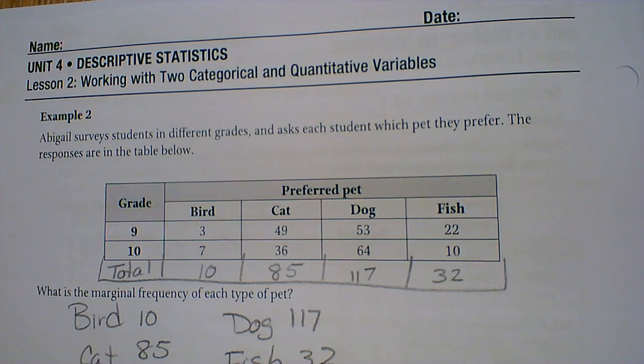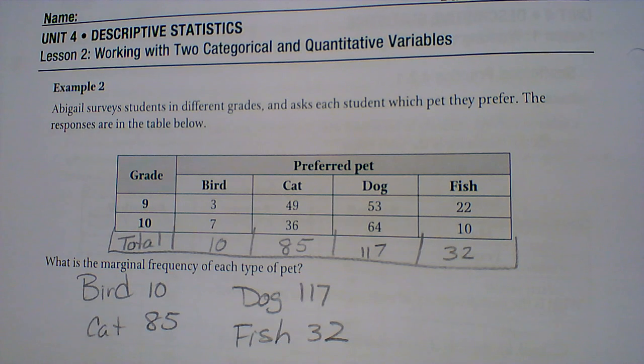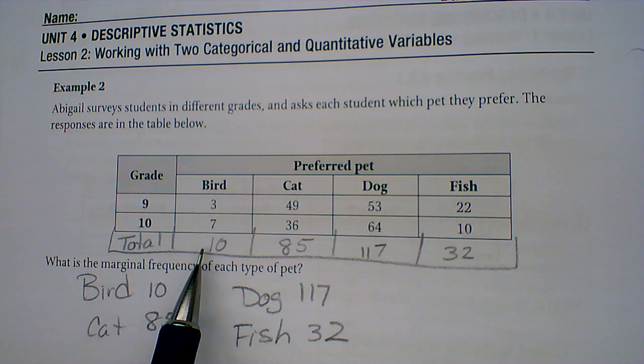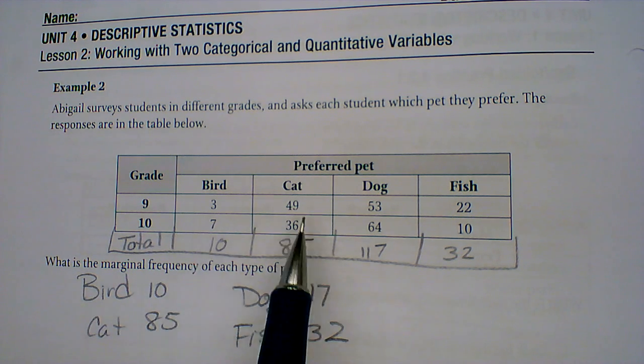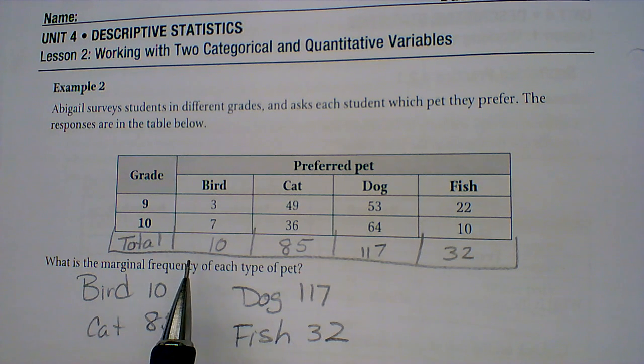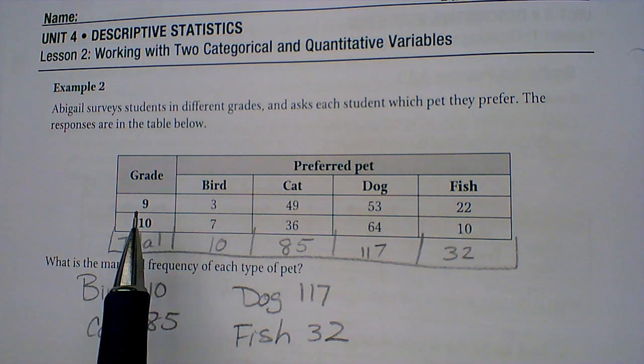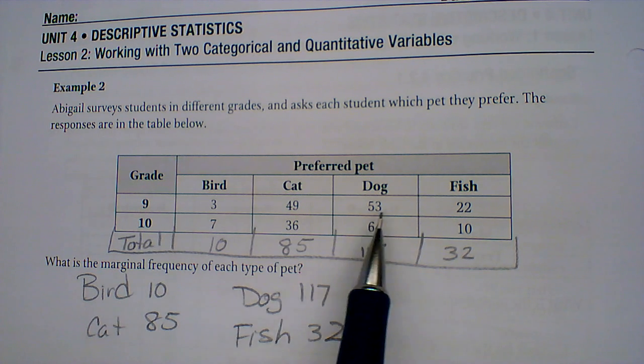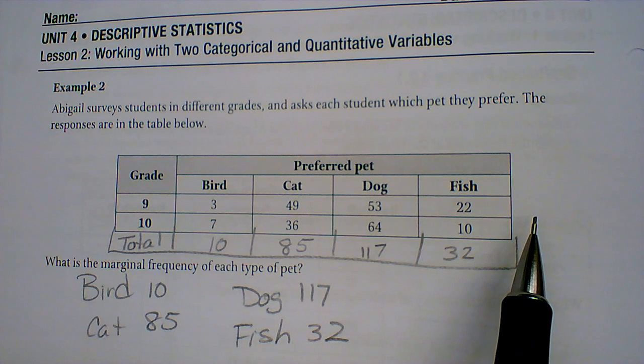Also in class, we talked about example 2, where this time we looked for something called marginal frequency by each type of pet. So that meant we needed to total the number of pets. So we were totaling each column. If it had asked us for the marginal frequency by each grade, then we would have totaled across the rows and found the total for each grade.